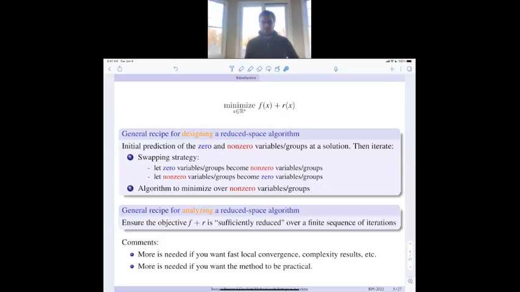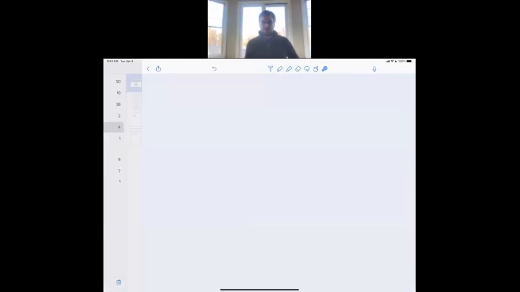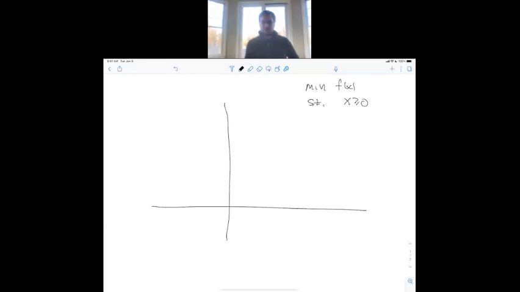Okay, so to make sure we're on the same page about what reduced space or reduced subspace algorithms really are, let me take a step back and talk about a simpler problem, where we're minimizing a function f subject to, let's say, non-negativity bounds on the variables. The problem could look something like this, with x1 and x2 variables, and perhaps the solution to the problem is here. Let's call it x star.